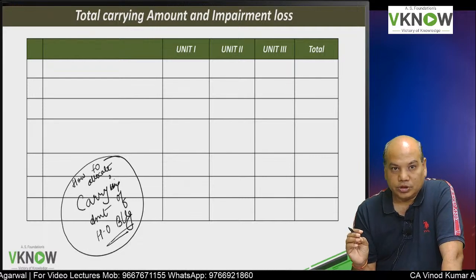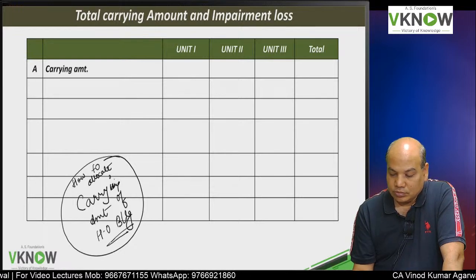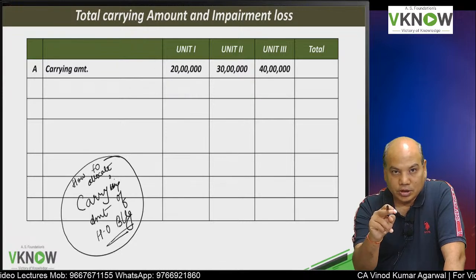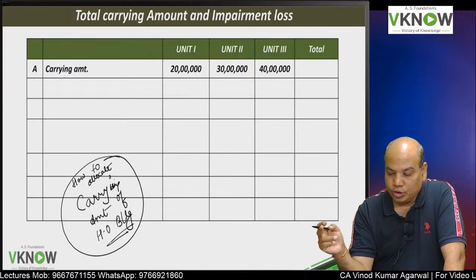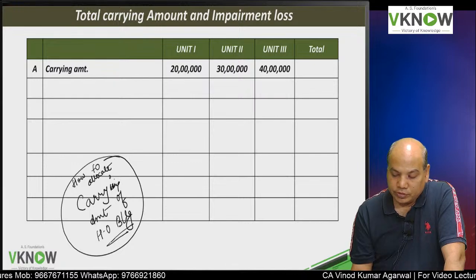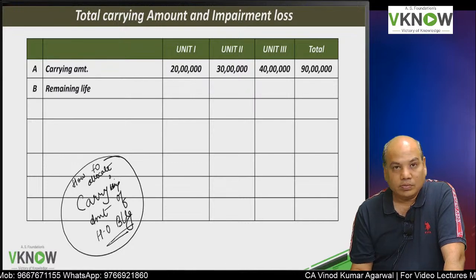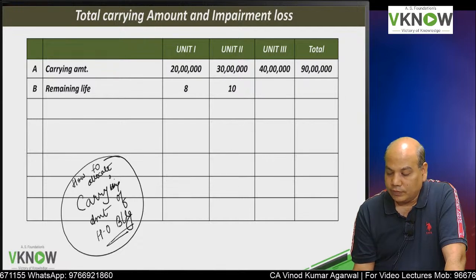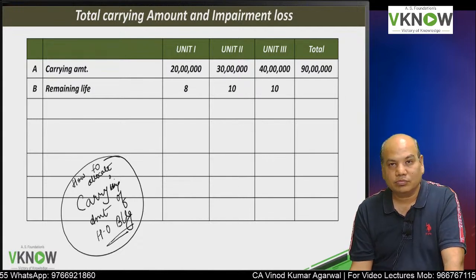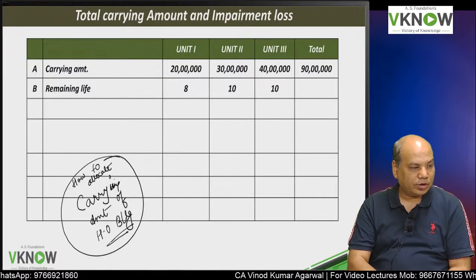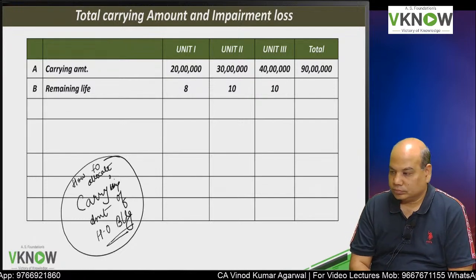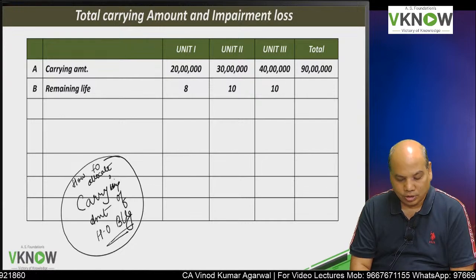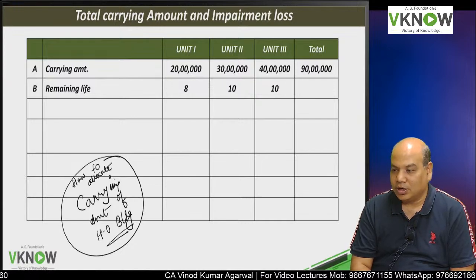So, some student can say that we can allocate the carrying amount of HO building in the ratio of the carrying amount of unit 1, 2, 3. Some student can say we can allocate the carrying amount in the ratio of their remaining life. Which one is right? 20, 30, 40 is right, or 8, 10 and 10 are right?